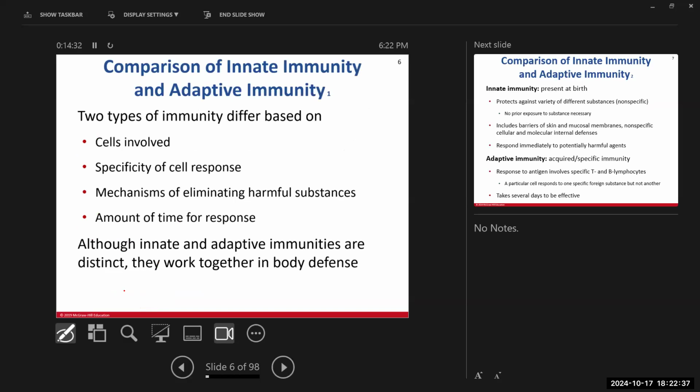Okay, so let's talk about our two types of immunity, adaptive and innate. We're going to start off with innate, but we're going to talk about some of the differences here.